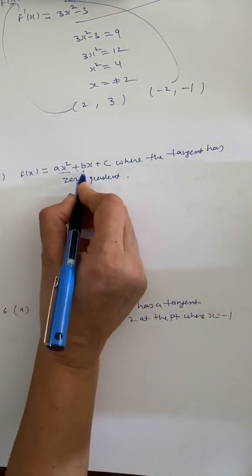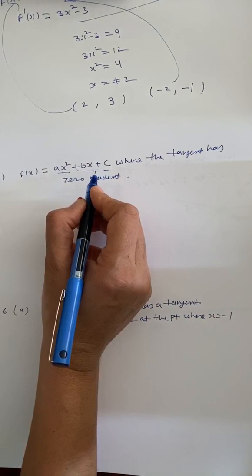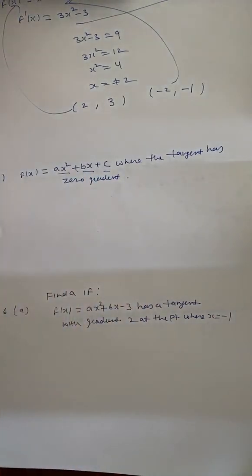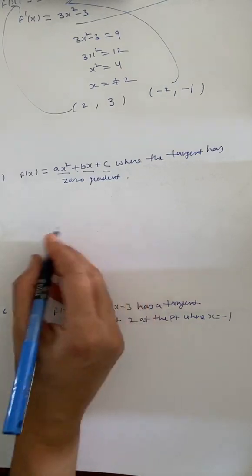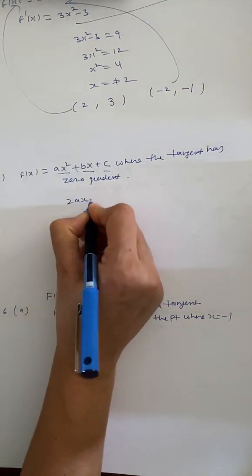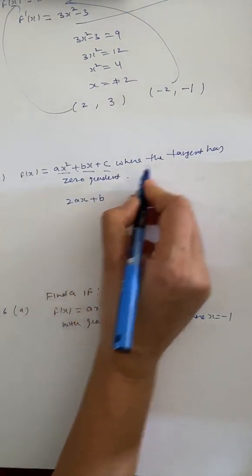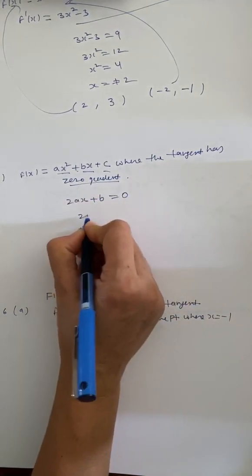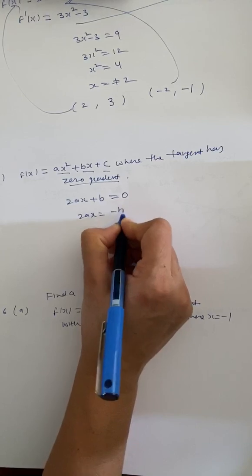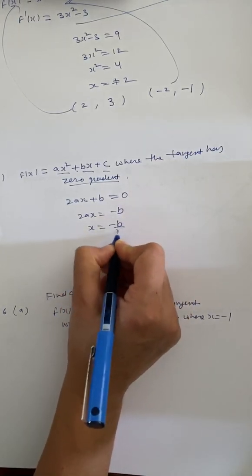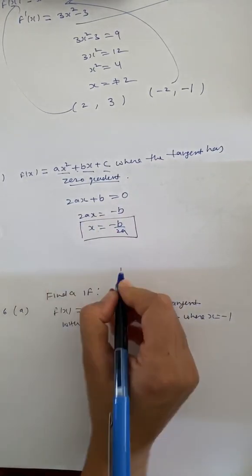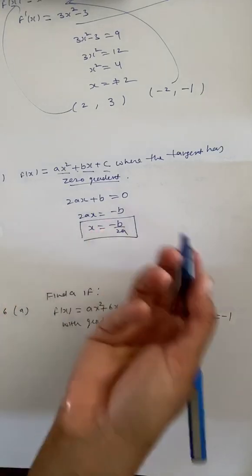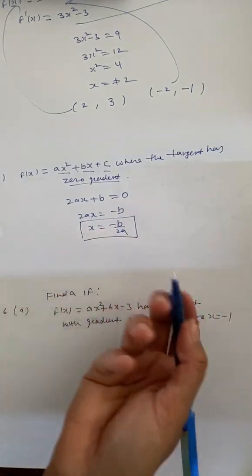So here, ax squared plus bx plus c, the derivative in this case is going to be 2ax plus b, and this has 0 gradient, which means this is 0, and then you get 2ax is equal to -b, x is equal to -b/2a. So your answer for x will be in terms of a and b. There is no way you can find a and b. There is no other condition given.